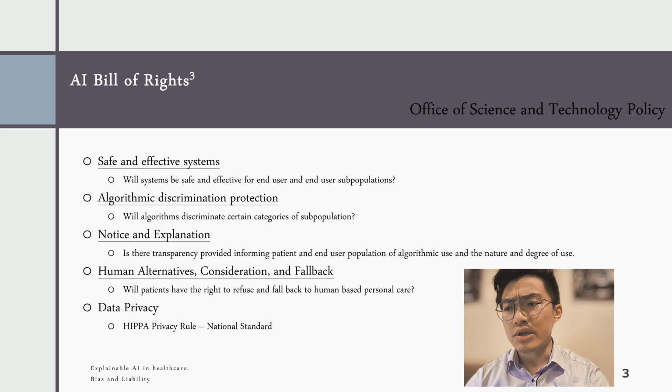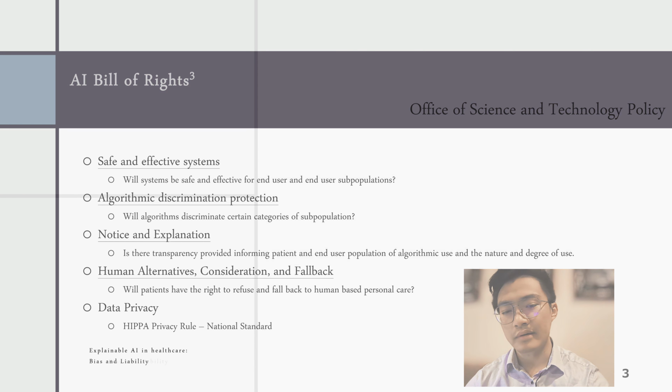Next, we should reserve the right to refuse use of such systems and require human based personalized care. This ties into being aware of the AI used. Finally, we have data privacy, and within our topic, this falls into the realm of HIPAA privacy rule, which we will not be covering here.